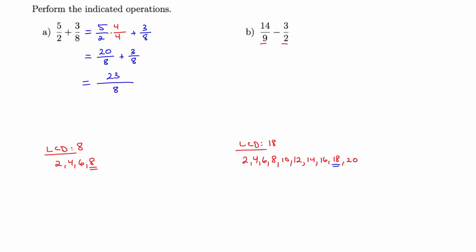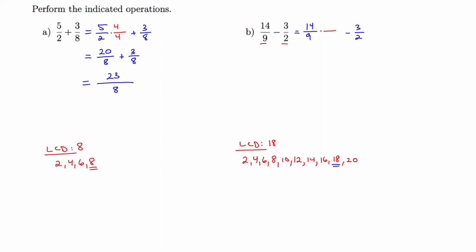A fast way to always find an LCD is to multiply the two denominators together. It will not necessarily give you the lowest common denominator, but it will give you a common denominator, which is good enough to get started. We now need to turn both of these fractions, 14 over 9 and 3 over 2, into fractions that have a denominator of 18.